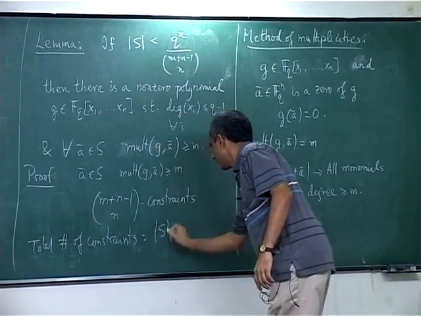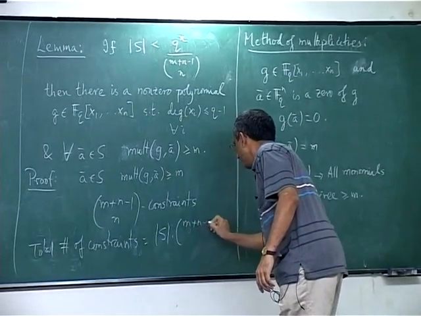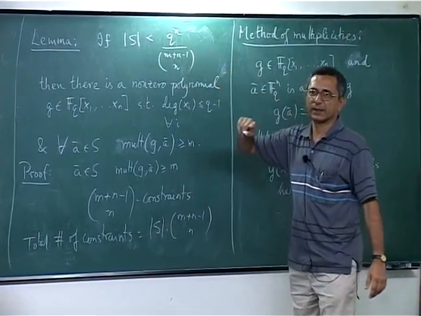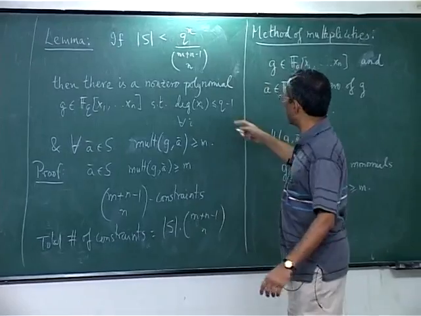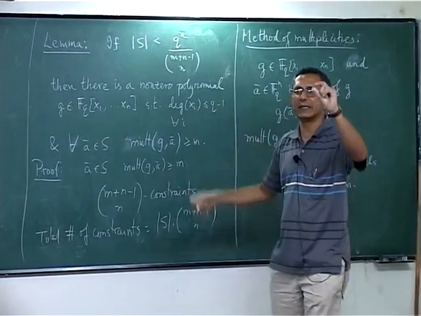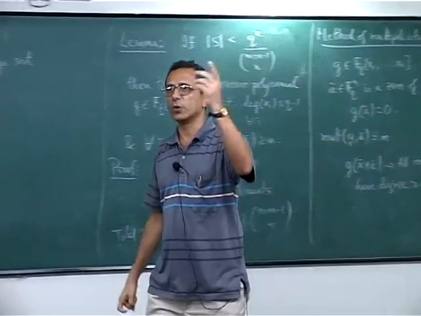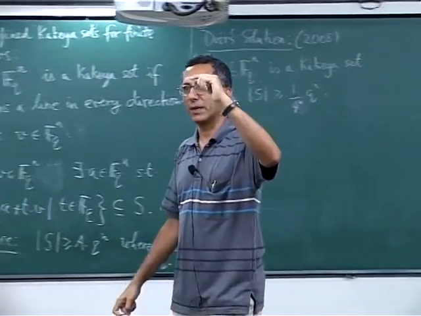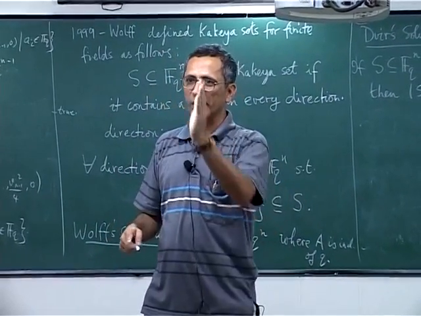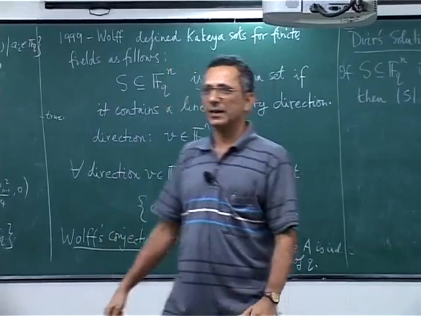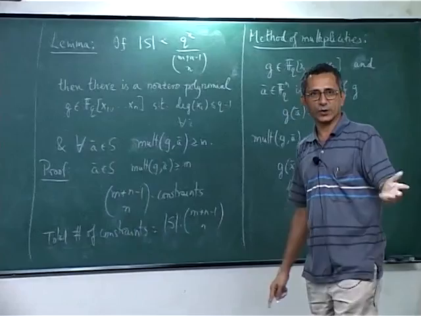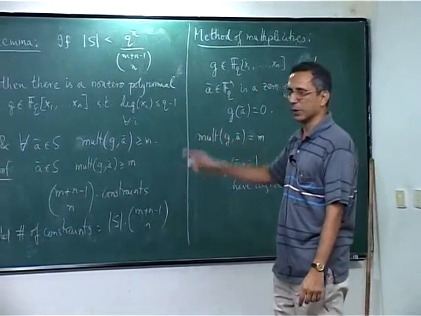Total number of constraints is cardinality S multiplied by m plus n minus 1, choose n, which is less than q power n. I am only interested in a non-zero polynomial where every individual variable's degree is at most q minus 1. How many monomials are there? You have q choices for every variable, 0 to q minus 1. Q power n monomials are there. Number of monomials is more than number of constraints, so it has a non-zero solution. So there exists such a polynomial.